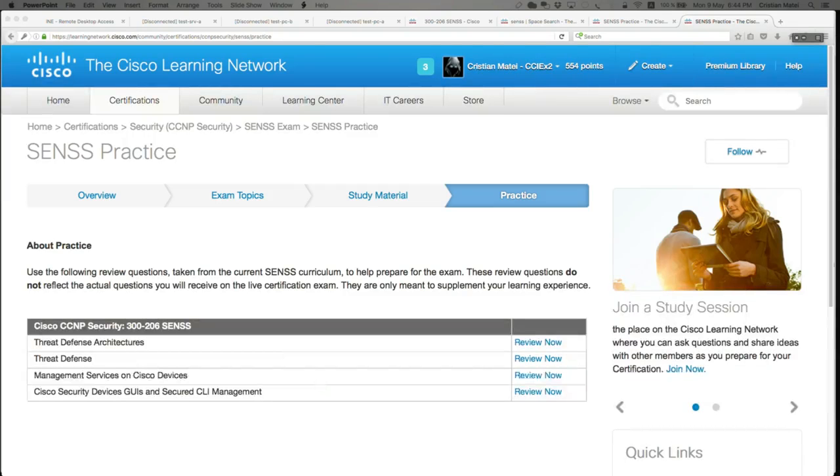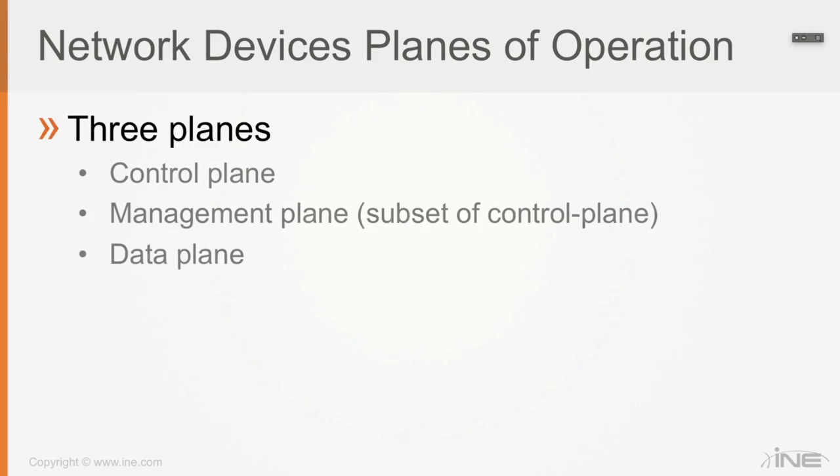Let me reopen the presentation because there was a bug in there. There we go. So we have 3 planes of operation. One is going to be the control plane, and again, the name tells you exactly what it's going to be responsible for. The management plane, which is actually a subset of the control plane, and the data plane.